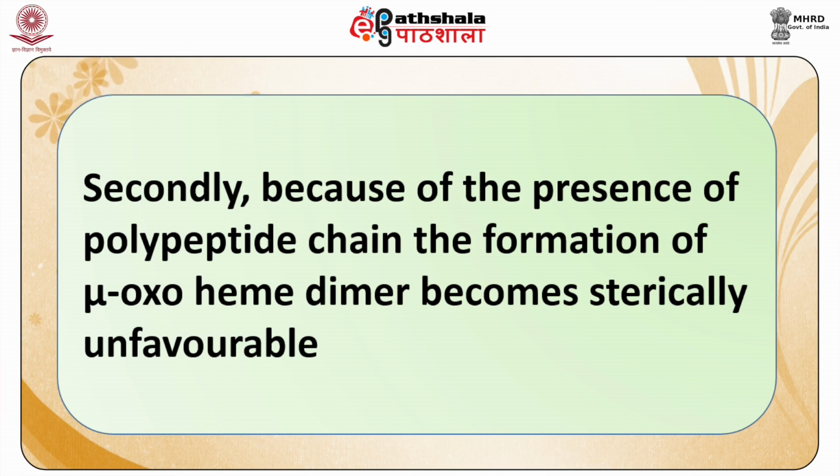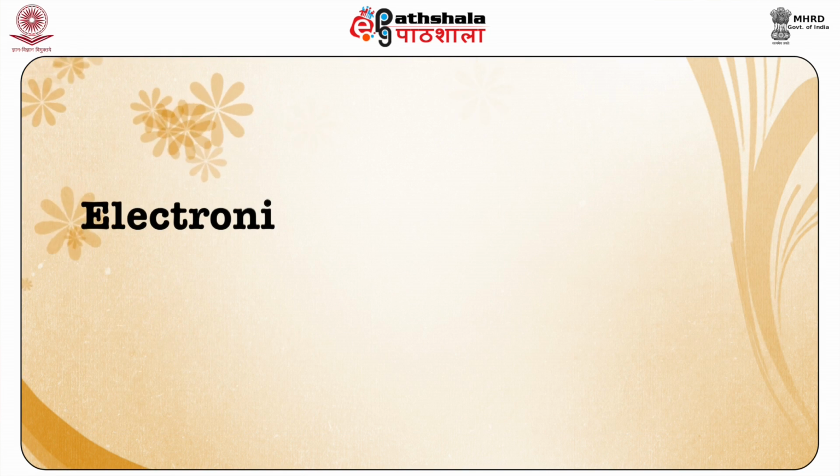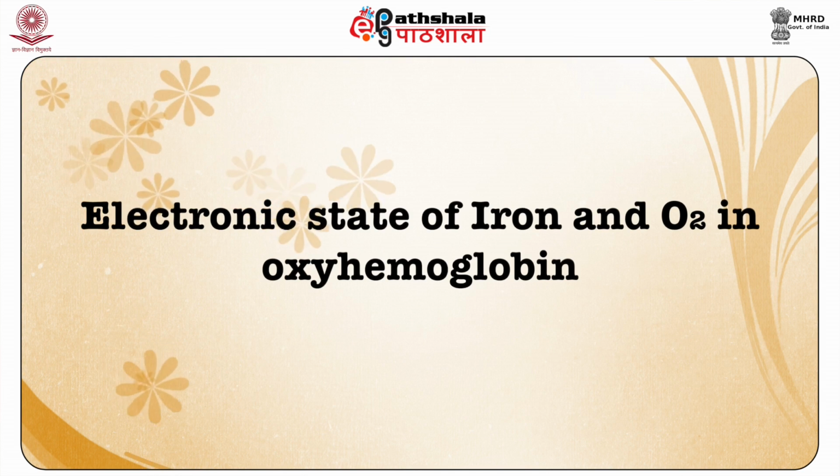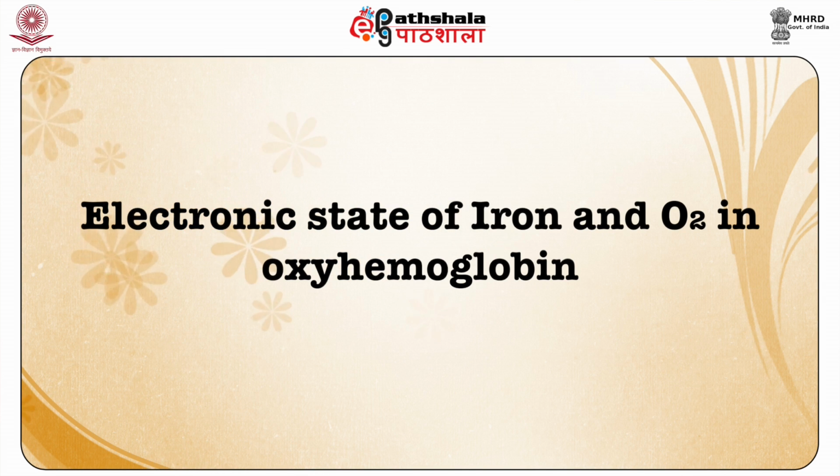Secondly, because of the presence of polypeptide chain, the formation of mu-oxo-heme dimer becomes sterically unfavorable. Let us now try to understand the electronic state of iron and dioxygen in oxyhemoglobin. The molecule of oxyhemoglobin is found to have a zero magnetic moment and no unpaired electrons. To explain this observed magnetic behavior, two hypotheses have been proposed.